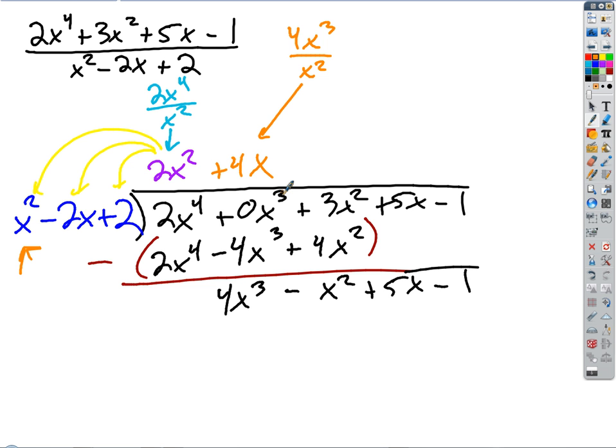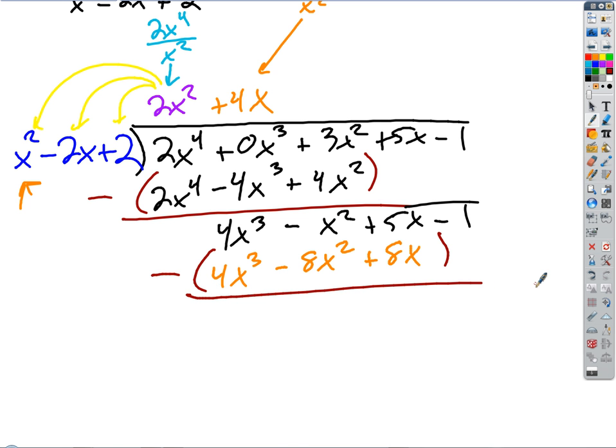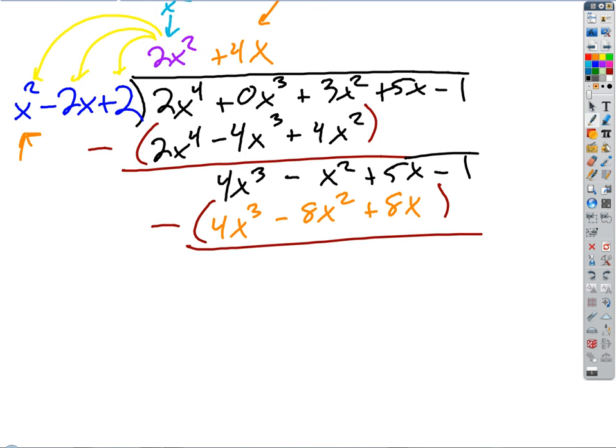4x times x squared, 4x cubed. 4x times negative 2x. Good. 4x times 2. Right, now what do I do? Oh, I don't have to bring that down yet. But what's the next? What do I want you to write next? Parentheses. Subtract. Okay. So what do we get?